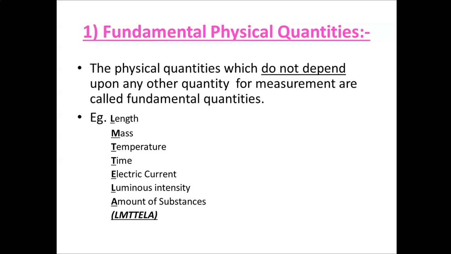Okay, here on this screen, these letters of the 7 fundamental quantities, the first letter is bold and underlined. So each first letter we are taking, and the abbreviation is nothing but LMTELA. L stands for length, M mass, T time, T temperature, E electric current, L luminous intensity, and the last one is the amount of substance. Okay, so that is LMTELA.